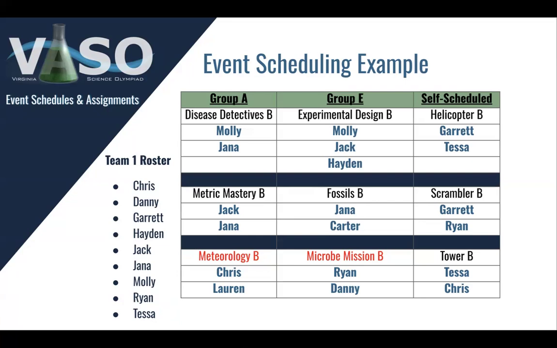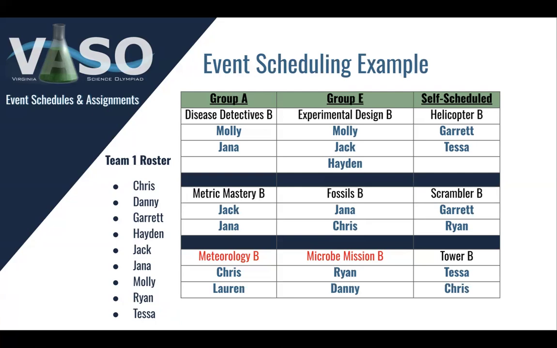Let's start with one. Notice that Carter is assigned to work on an event with Jana in Group E, Fossils. However, Carter's name does not show up on my Team 1 roster. In fact, he was on my Team 2 roster. But these rosters must remain separate, so I can't have Carter work on an event with Jana unless I'm going to move him to my Team 1 roster. Instead of doing that, I'm going to replace him with someone who is on my Team 1 roster. Chris is on my Team 1 roster, so he's free to work with Jana on any event, but I can put him with her for Fossils B.